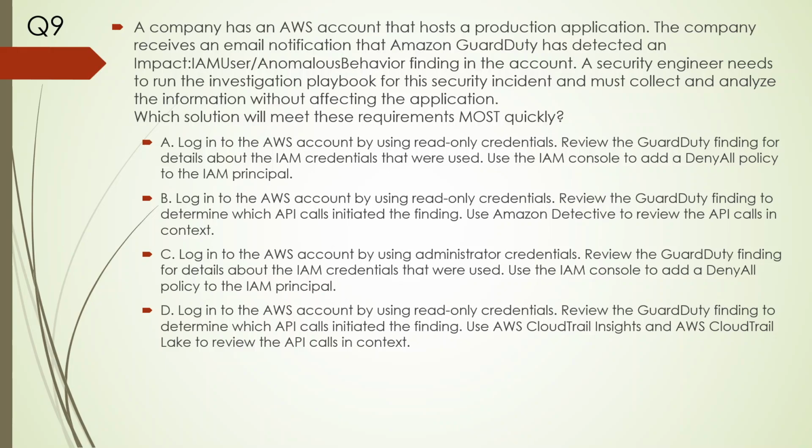Letter C, log into the AWS account by using administrator credentials. Review the GuardDuty finding for details about the IAM credentials that were used. Use the IAM console to add a deny policy to the IAM principal. Letter D, log into the AWS account by using read-only credentials. Review the GuardDuty findings to determine which API calls initiated a finding. Use AWS CloudTrail Insights and AWS CloudTrail Lake to review the API calls.